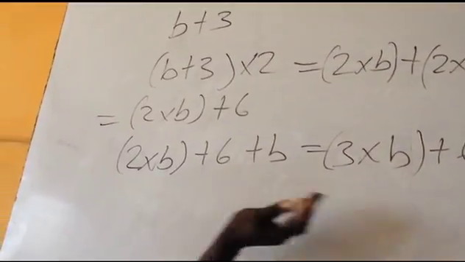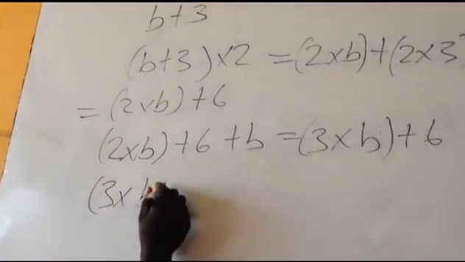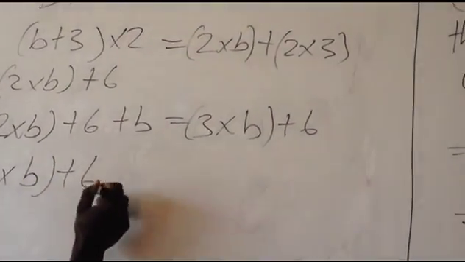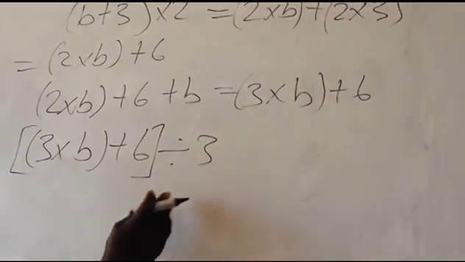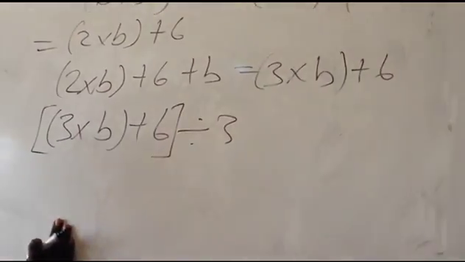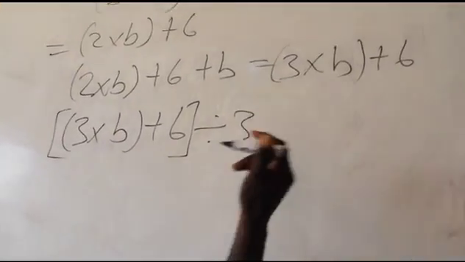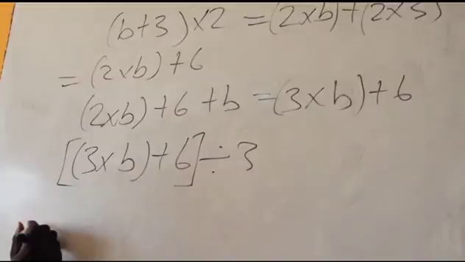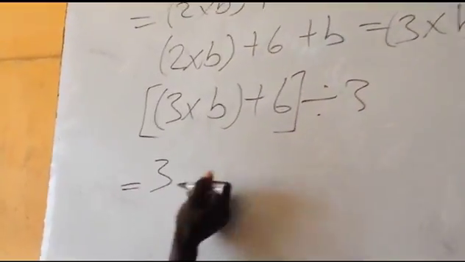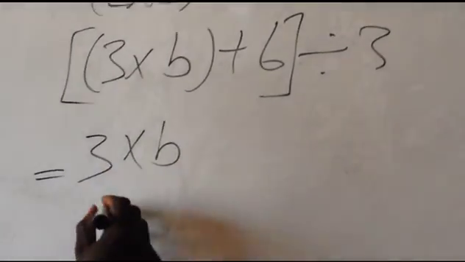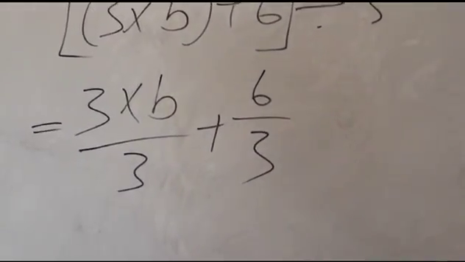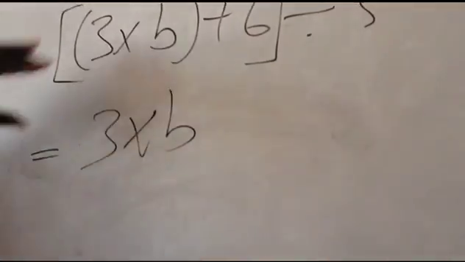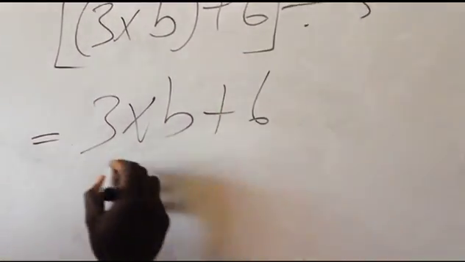So we have 3 times b plus 6 divided by 3. So we have to cover it up like this, so that this 3 will multiply everything in this bracket. So that will be equal to 3 times b over 3 plus 6 over 3. But before then, let's see. 3 times b, that's this, plus 6, which is this, all over 3.